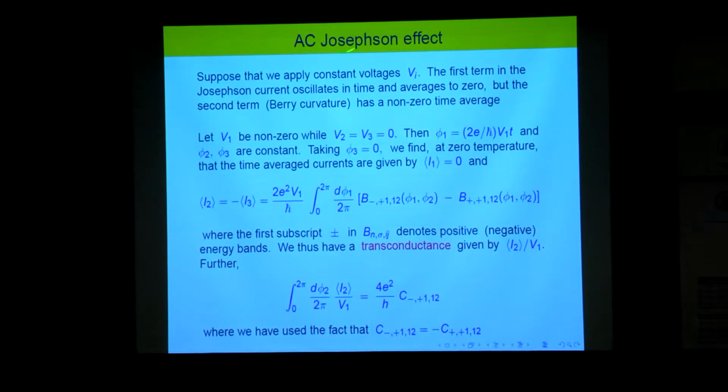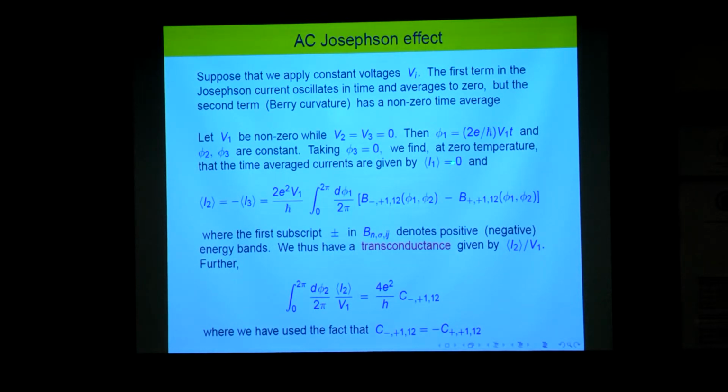Okay, so now we're going to look at the AC Josephson effect. So you apply constant voltage. Let's say you apply constant voltage to wire 1 and nothing to wires 2 and 3. Then the phase in wire 1 will change linearly with time according to that equation, whereas phi 2 and phi 3 will be constant. So let's say you set phi 3 equal to 0 as before, but allow phi 2 to be a free variable and see what happens for different values of phi 2. So phi 2 is a constant, phi 1 changes like this.